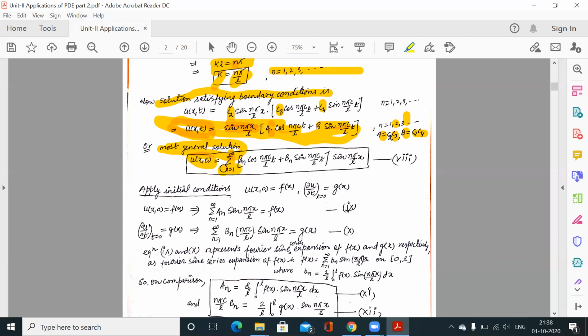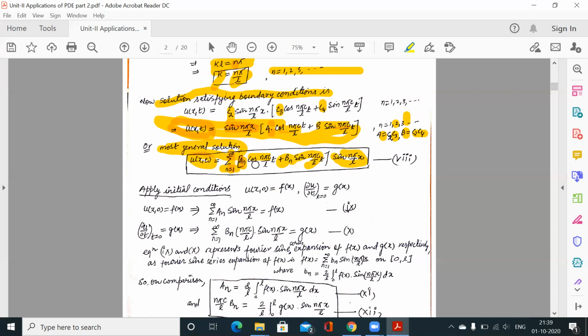So summing up all n solutions, all infinite solutions, this is an cos n pi ct by l plus bn sin n pi ct by l, into sin n pi x by l. And we have written an, bn because for the first this is A, B, so if we substitute 2, these constants would be different. So for the first it is A1 B1, for the second this is A2 B2, for the third it is A3 B3. So I have written An Bn.